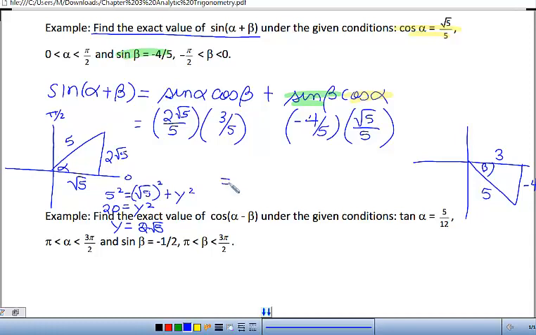Okay, and so we go on from there. We get 6 root 5 over 25 minus 4 root 5 over 25, or 2 root 5 over 25. And that's our final answer.